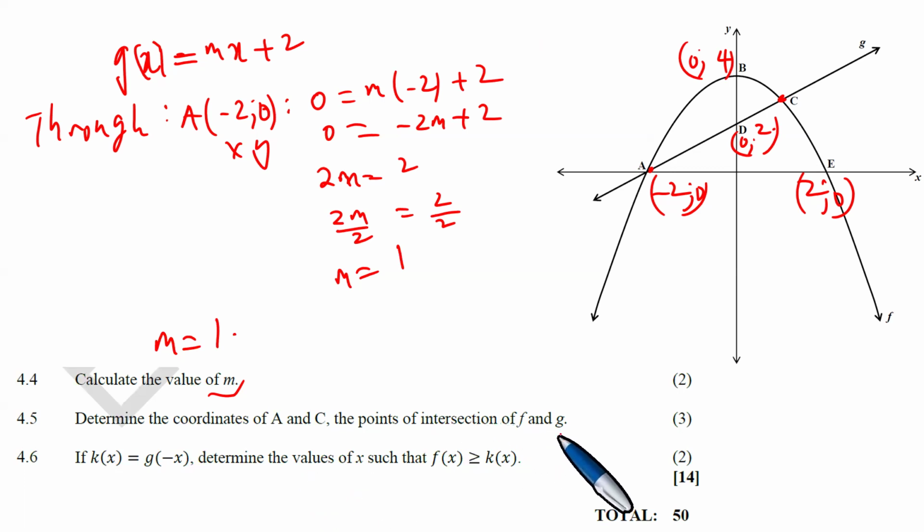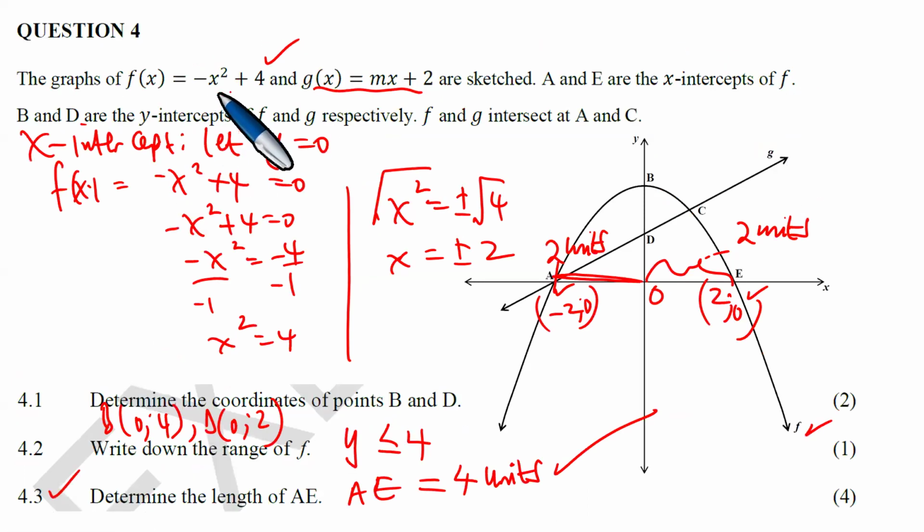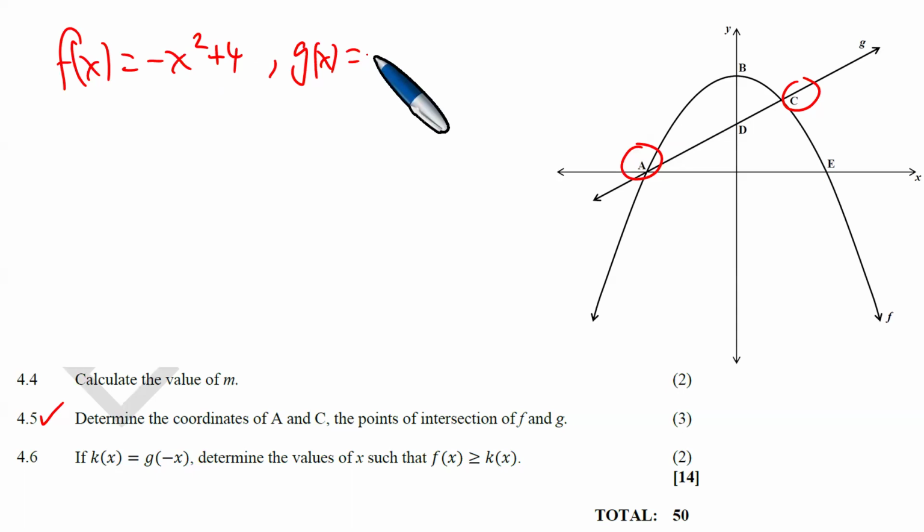Right, so next we need to determine the coordinates of A and C, the points of intersection of f and g. You already know f of x, which is minus x squared plus 4. And you already know that g of x is mx plus 2, but m is 1, so g of x is just x plus 2.